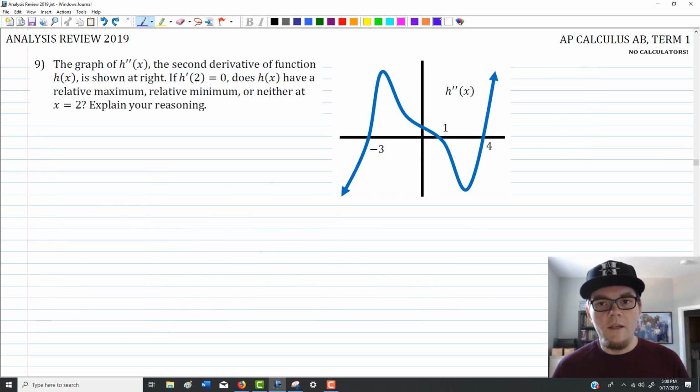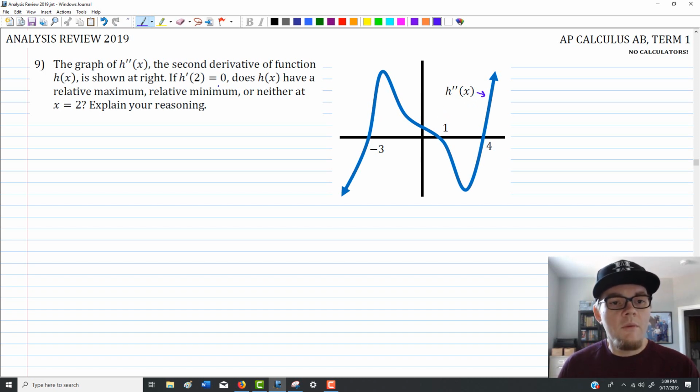The next question that we hit is actually one addressing a familiar concept. In question number 9, you're given information about the second derivative. In this case, our second derivative is provided as a graph right here. So this function is h double prime of x. That's what we're looking at here.